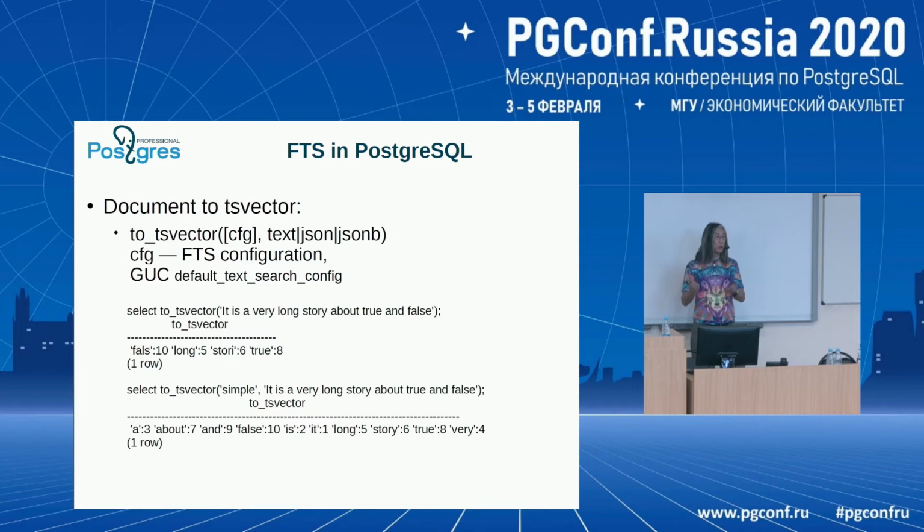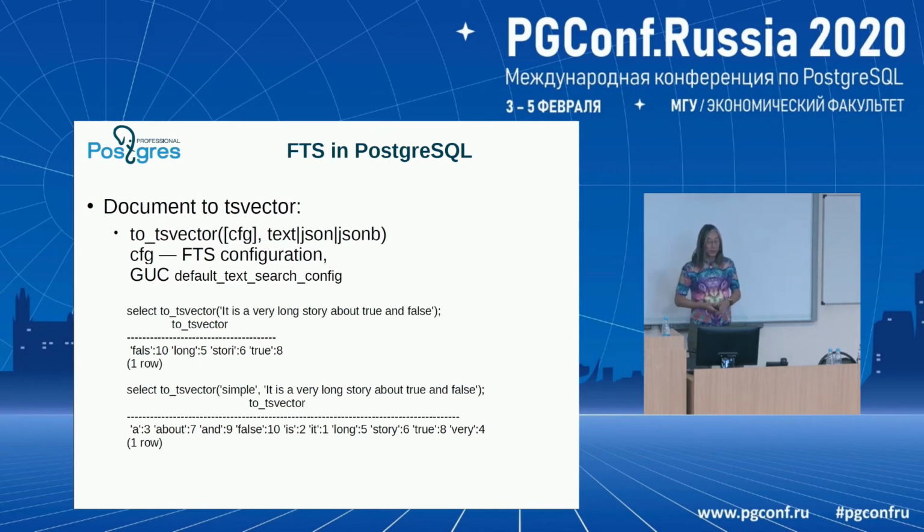And another argument is text, any text, a column or text itself, or it could be JSON or JSONB. So now JSON supports that, you can just index it like that, the full text ones. Configuration, as I said, the full text configuration. If it's not specified, then they take the variable default_text_search_config.